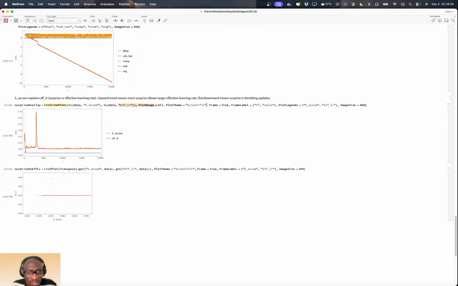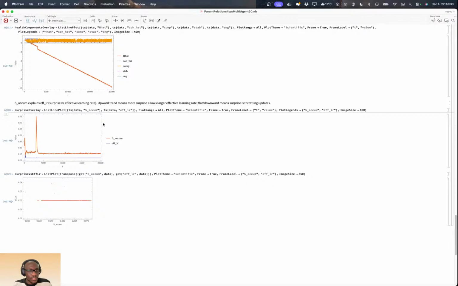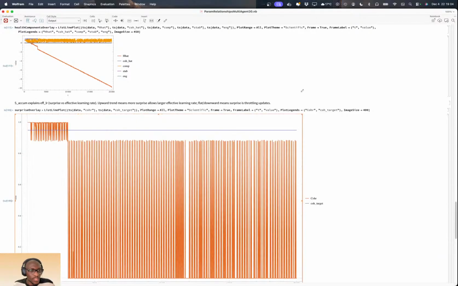I can use one of these to coherent and overlay that with the coherent target, and then that will tell us, oh, wait a minute, this should be coherent target. All right, so overlay this.